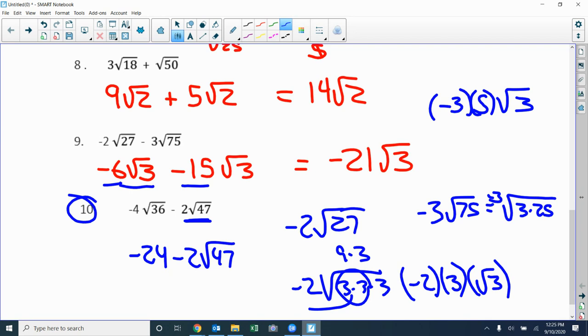Square root of 36 is 6. 6 times -4 gives us -24. Can't do anything else because 47 is stymied. Good to go.